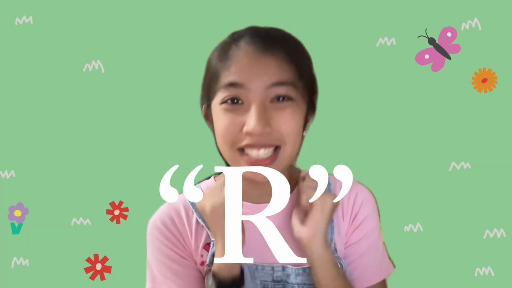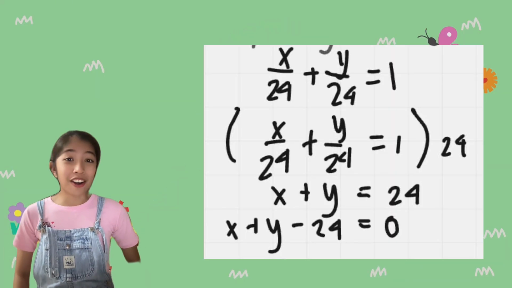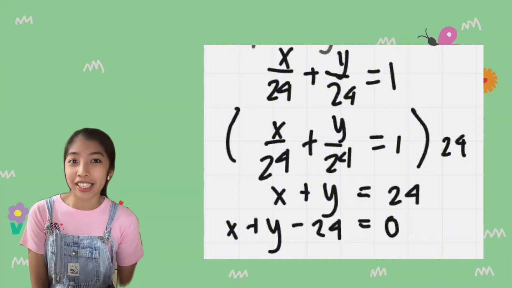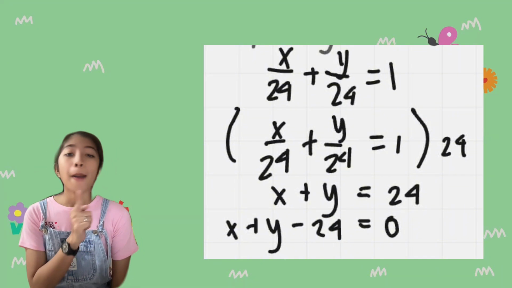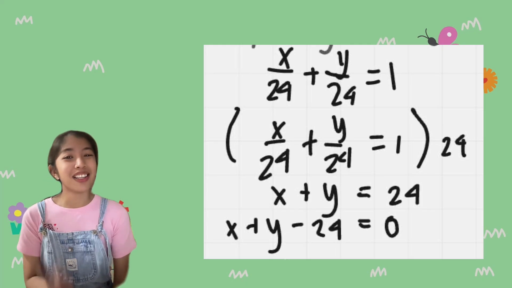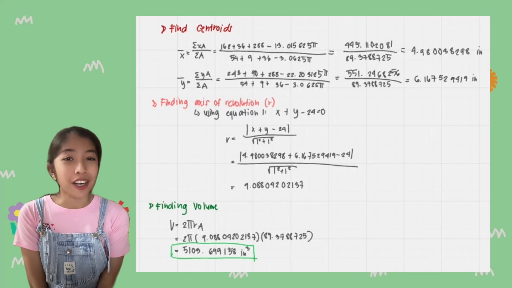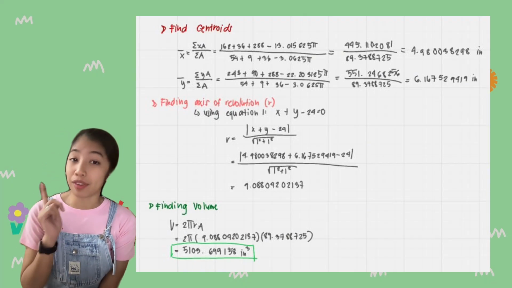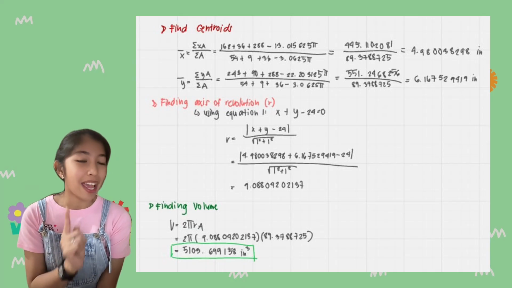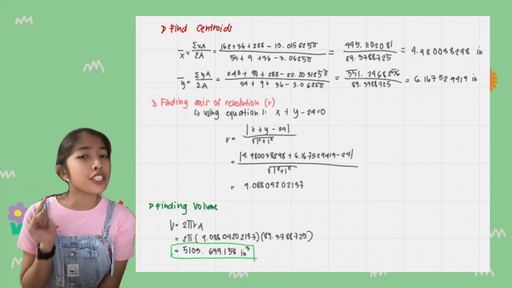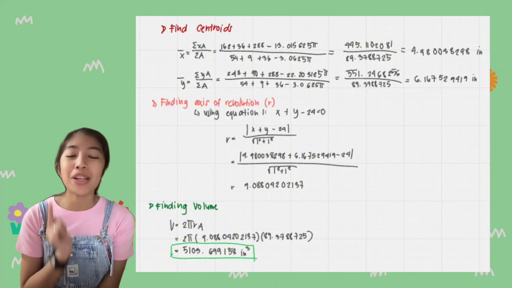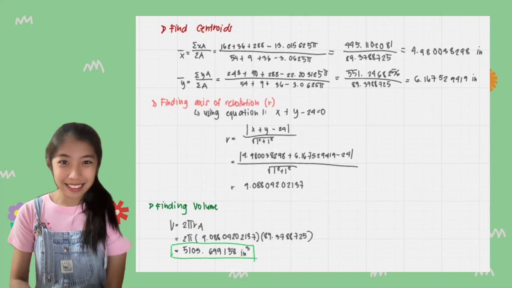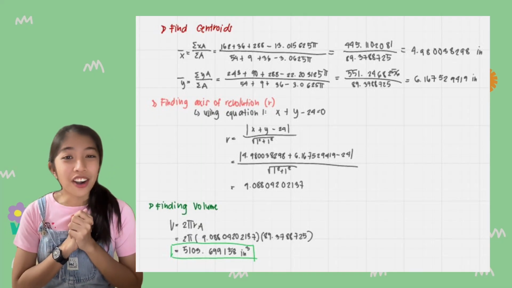Now let's find our centroid. Now we find our axis of revolution using the formula we solved earlier. X plus y minus 24 equals 0. Our r, or axis of revolution, is equal to the absolute value of ax plus by minus c over the square root of a squared plus b squared. We plug in all the values and we get our answer. Yay! We found our r.